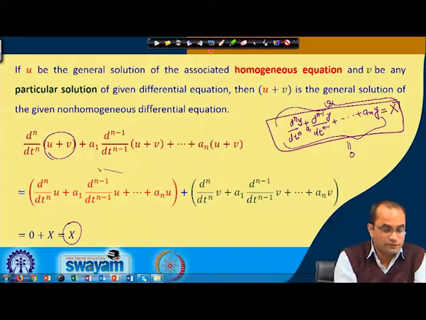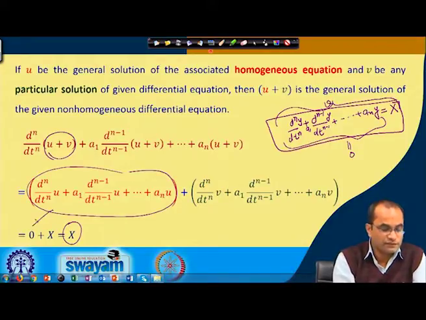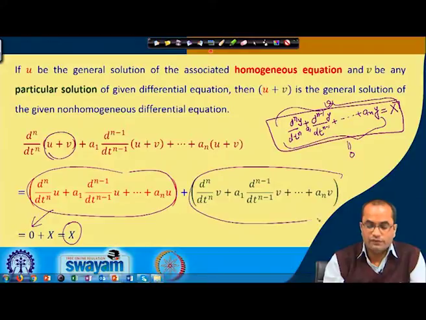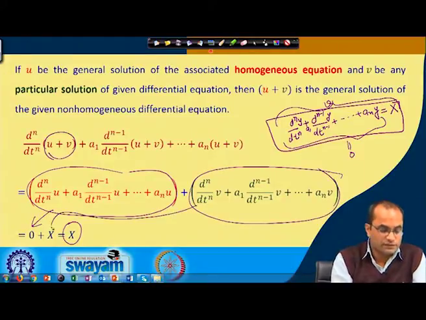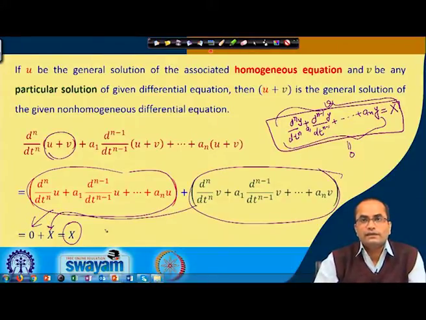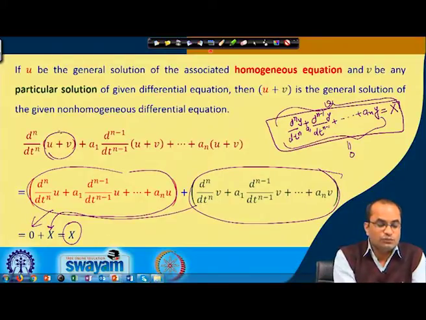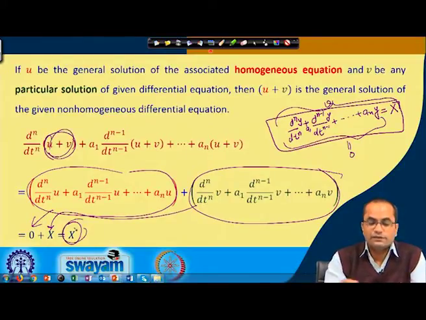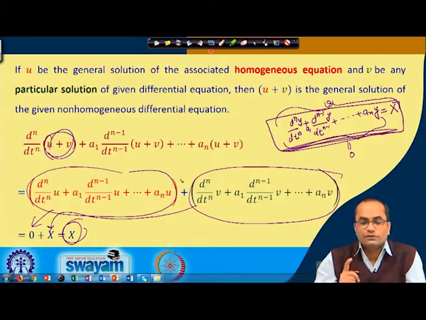So with u this differential equation gives 0, and with v it gives x, and they add up to x. So u plus v satisfies the given differential equation, and it has arbitrary constants, because u has arbitrary constants. Therefore u plus v is the general solution of the given differential equation.